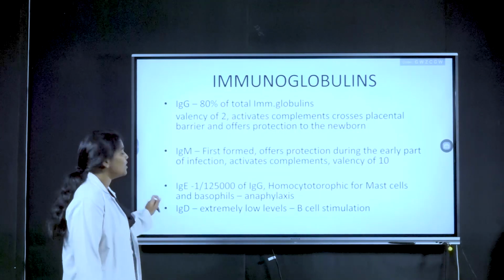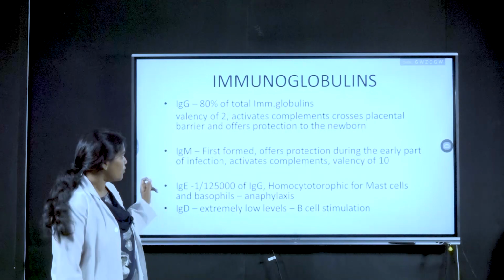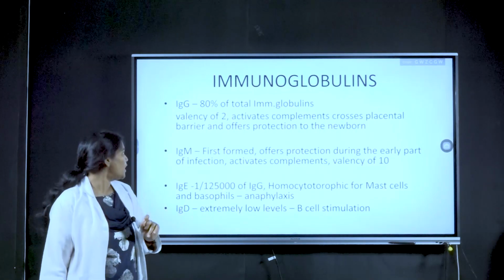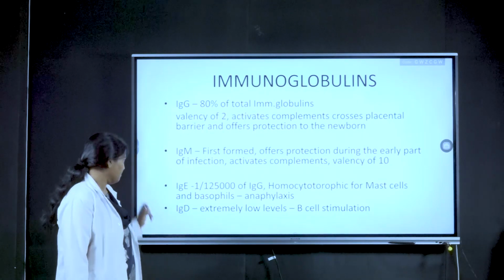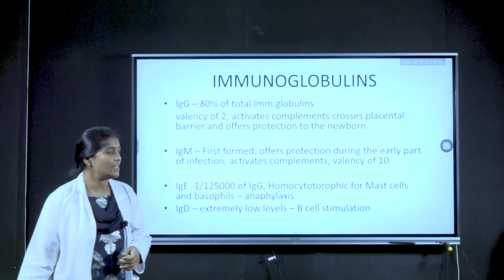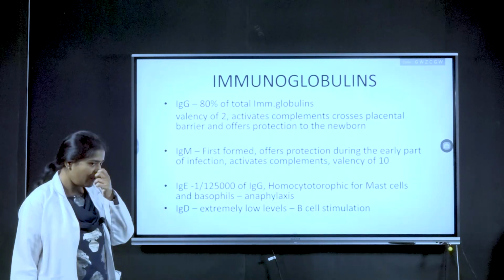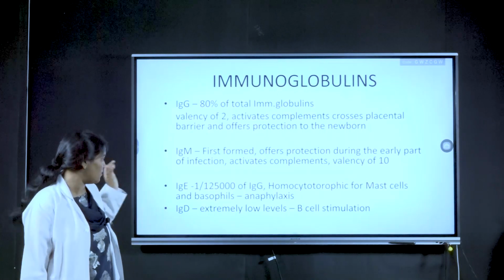When it comes to IgM, this is the first formed after any inflammation or infection, and offers protection during the early part of infection and activates complement with a valency of 10. IgE is homocytotropic for mast cells and basophils. Usually its levels are increased in anaphylactic reactions.